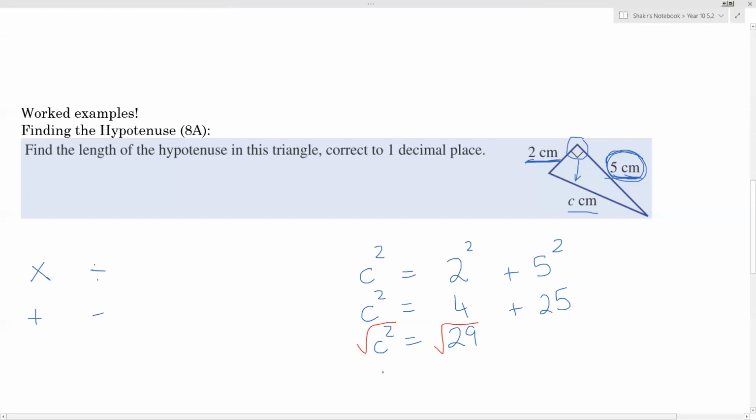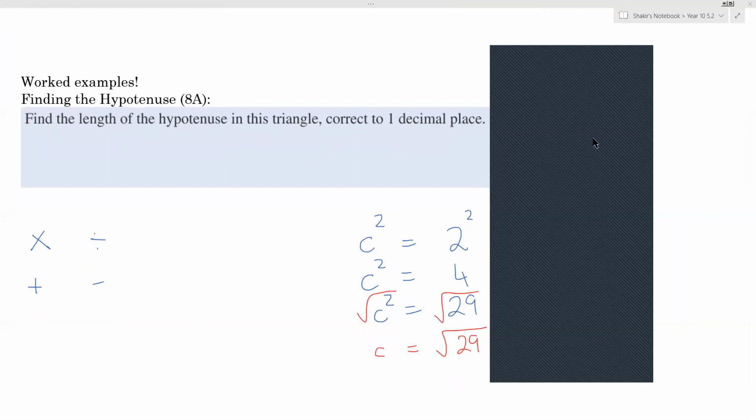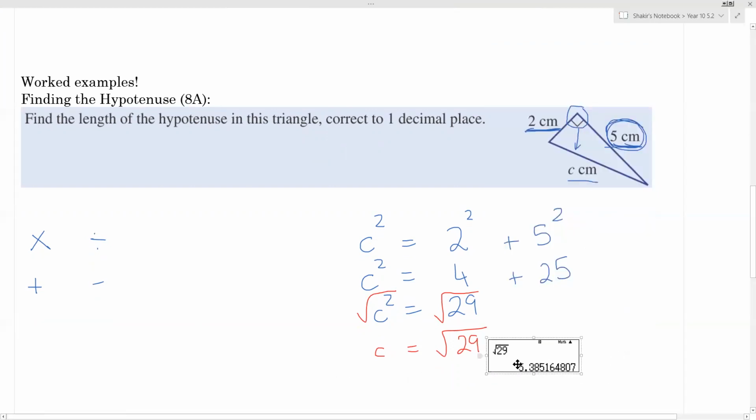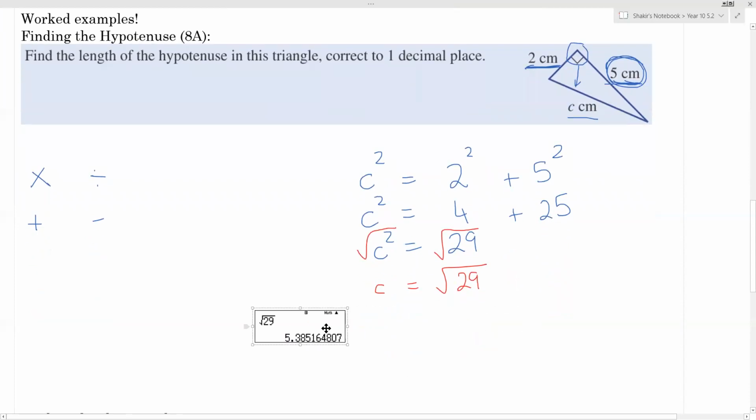And so I will have c equals the square root, and the square will cancel out, and then I have square root 29 as my answer. Square root 29. I can put that on a calculator: square root 29 equals. I'll paste in my calculator's output. Square root 29 is equal to 5.3, whatever. So I write c is approximately 5.39 to 2 decimal places.